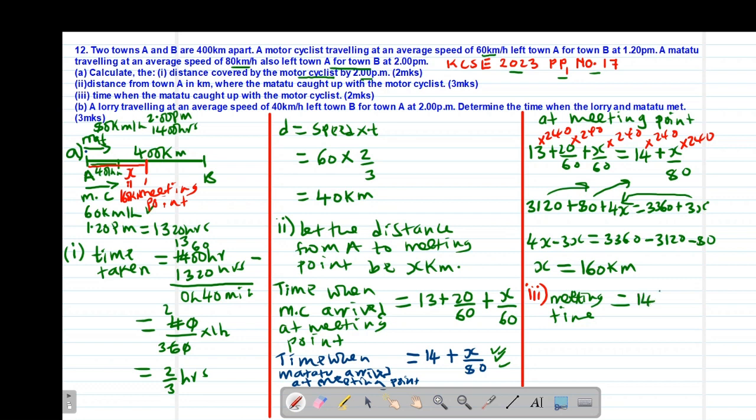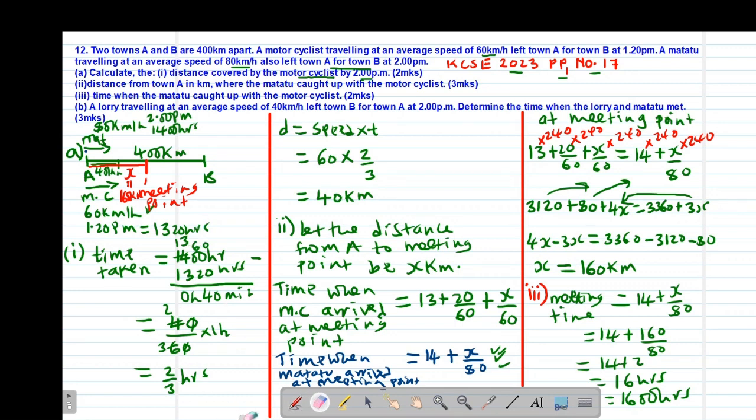So it is 14 plus x over 80, which gives us 14 plus the value of x, which we have gotten as 160, divided by 80. So this gives us 160 divided by 80, and you're going to get 2. Therefore, you have 14 plus 2, which gives you 16 hours. So 16 hours simply means 1600 hours. That is the time that those two actually met.